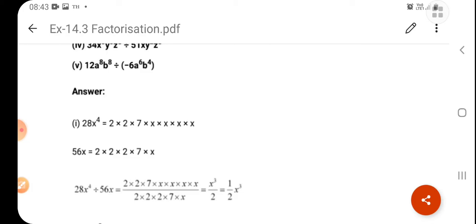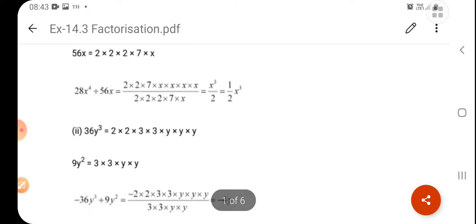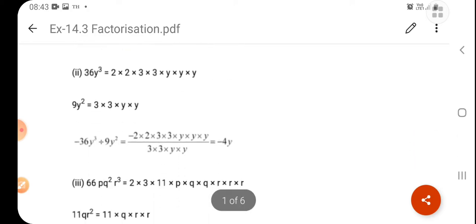28x to the power 4 is written as 2 into 2 into 7, and x multiplied 4 times. And 56 can be written as 2 into 2 into 2 into 7 into x. So we'll take the factorization form and then cancel out the like terms, and the remaining terms are the answer, that is x cube upon 2. In the same manner we will do all the 4 questions of question number 1.